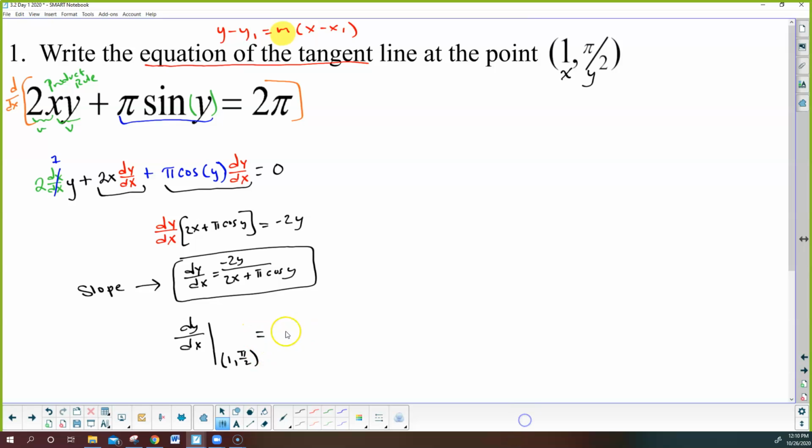So look at the notation here. Okay, we know what dy/dx is. Now I just have to evaluate that at the point (x, y), and that's the point that they gave us. So wherever I see a y, I'm going to plug in pi over 2. Wherever I see an x, I'll plug in 1.